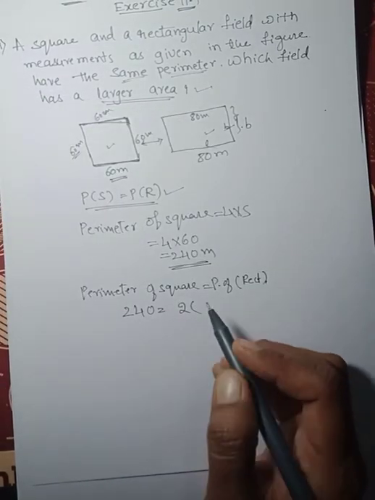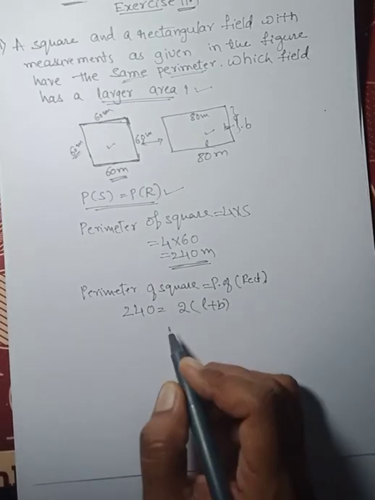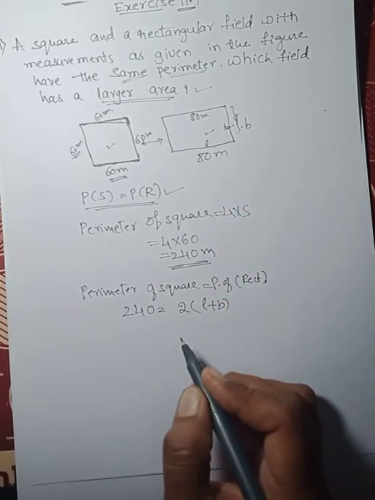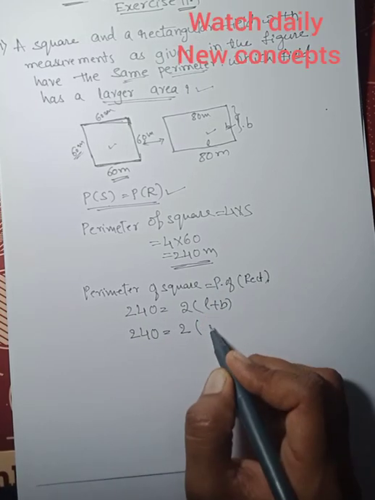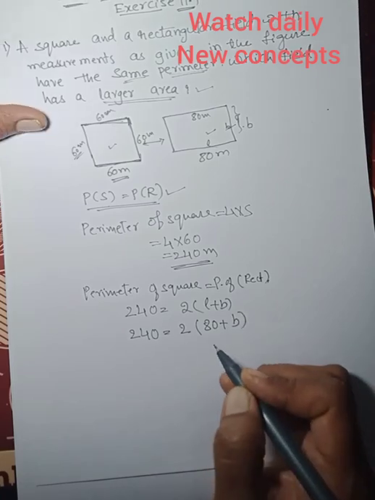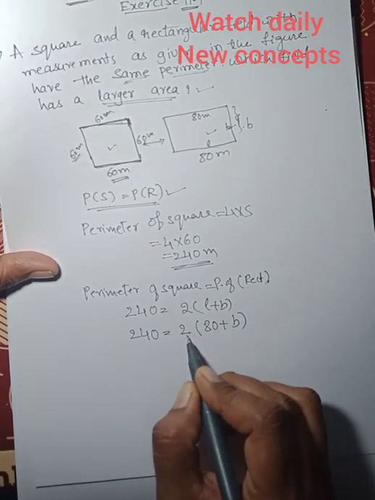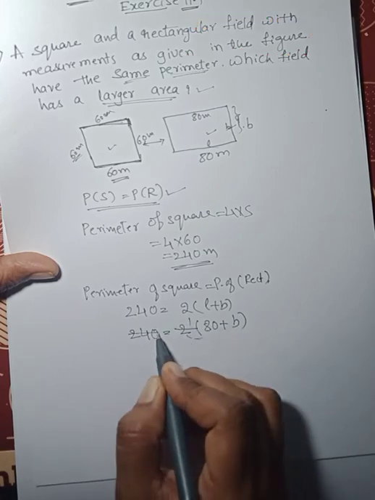Okay, now look at this one. 2 into (L plus B) we have, is it? So we know the length and we don't know the breadth. See, I am doing this way. 240 is equal. I'll teach you some simple and short methods to solve this in an easy way. Now you are not opening the bracket by multiplying. In a simple way, how to do this calculation?